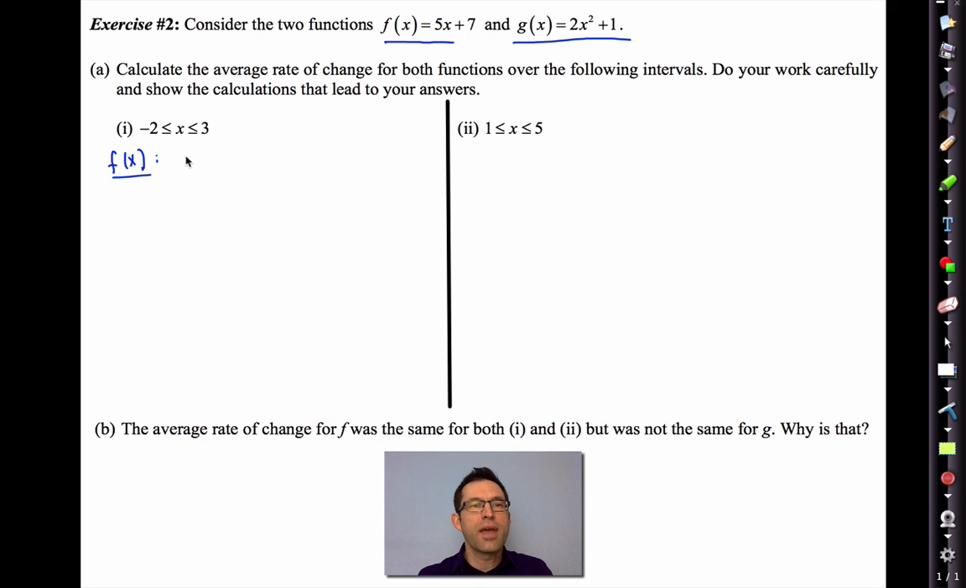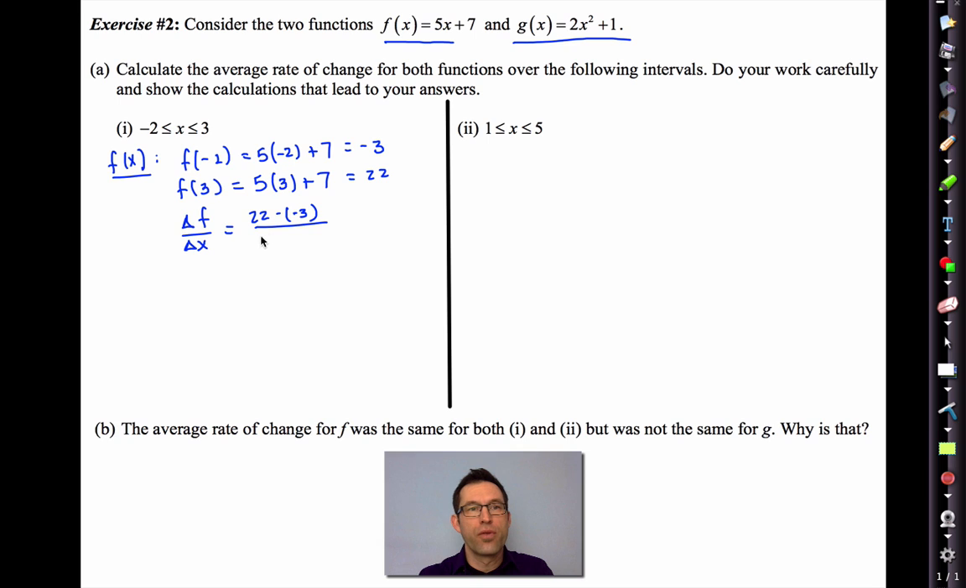You can be very mechanical about this. I like to calculate f of negative 2. That's going to be 5 times negative 2 plus 7. I'm going to do this in my head. That's negative 3. And I'm going to calculate f of 3. 5 times 3 plus 7, that's 15 plus 7 is 22. So the change in f divided by the change in x will be 22 minus negative 3 all over 3 minus negative 2. 25 divided by 5 is 5.